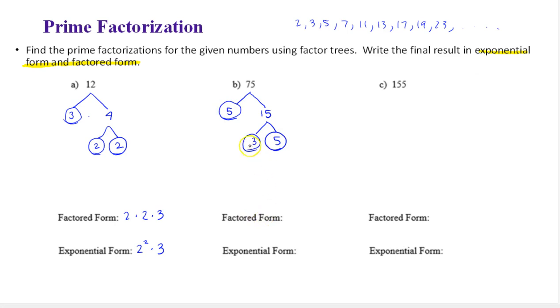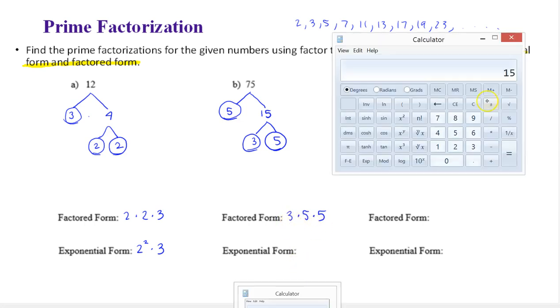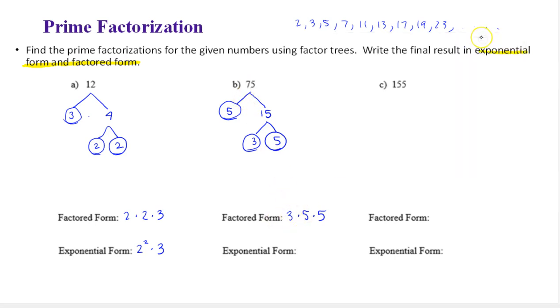So in factored form, I'm going to put the smallest number first, which is 3. 3 times 5 times 5. You need to include both factors of 5, you're not just listing them once. Notice this product, let's show this. If I multiply 3 times 5 times 5, I get 75. This product equals our number. In exponential form, there's one factor of 3, so I'm just going to write that as 3, and 2 factors of 5, which is 5 squared.